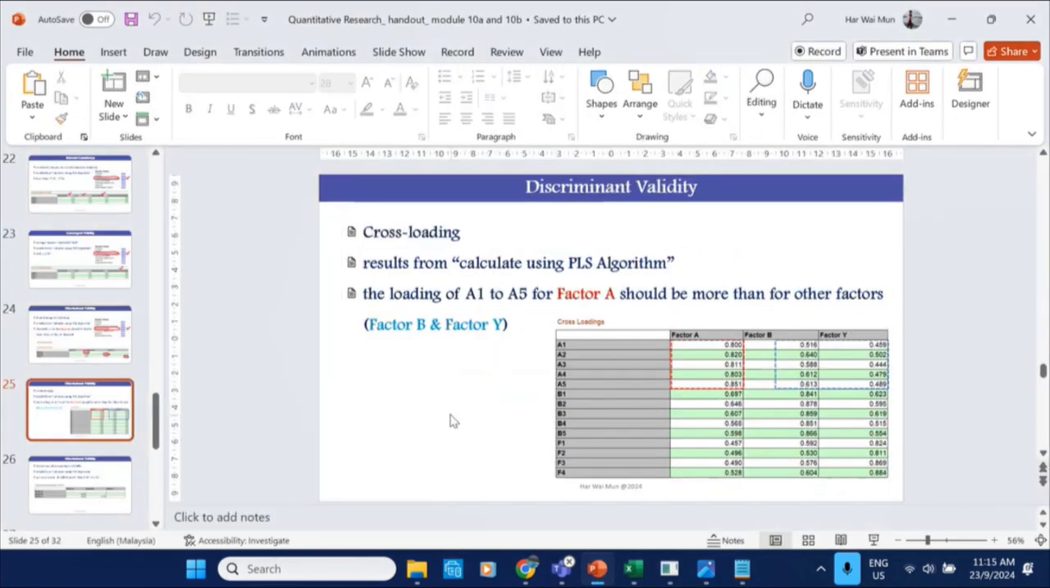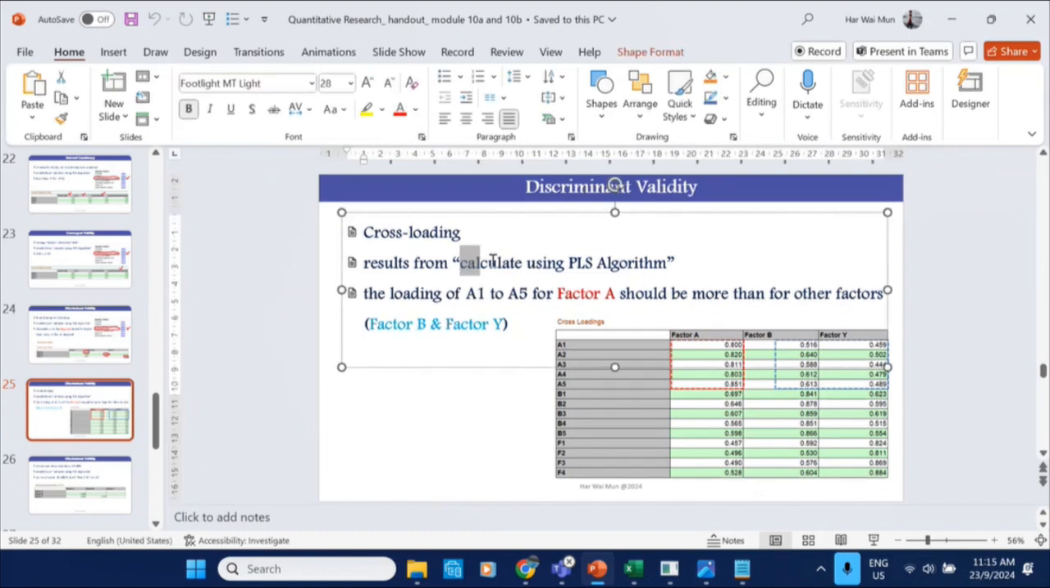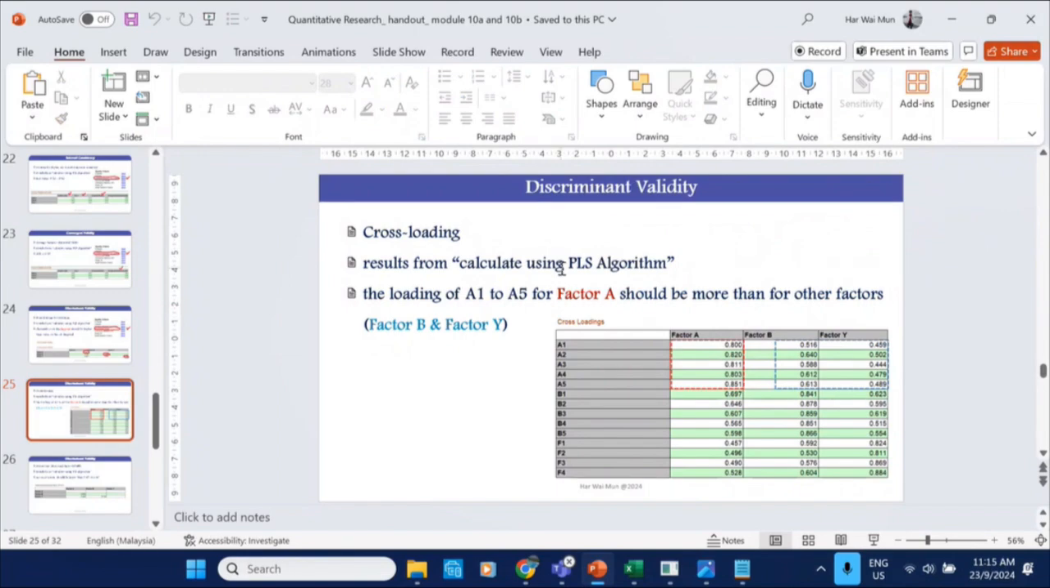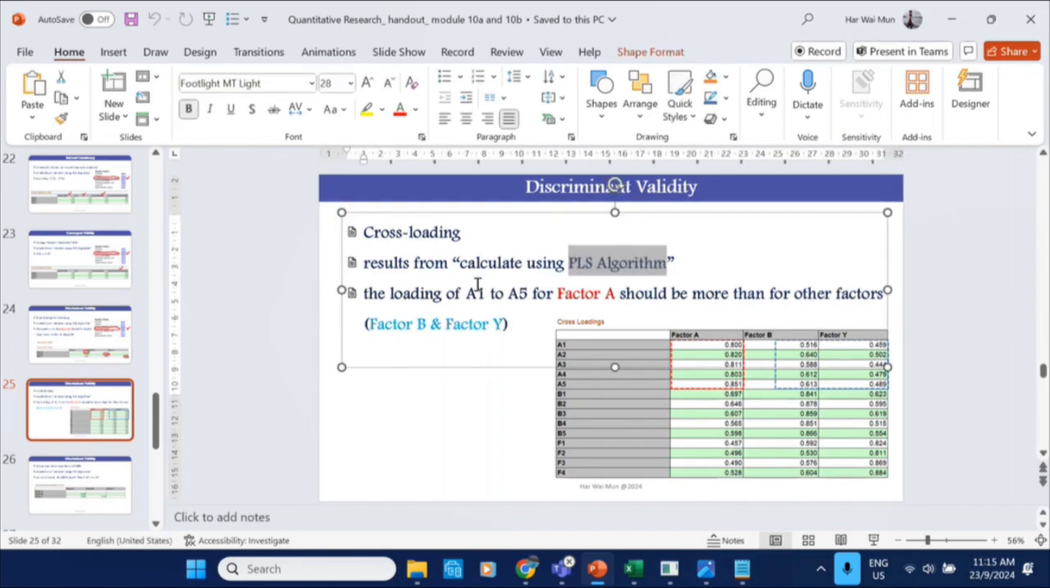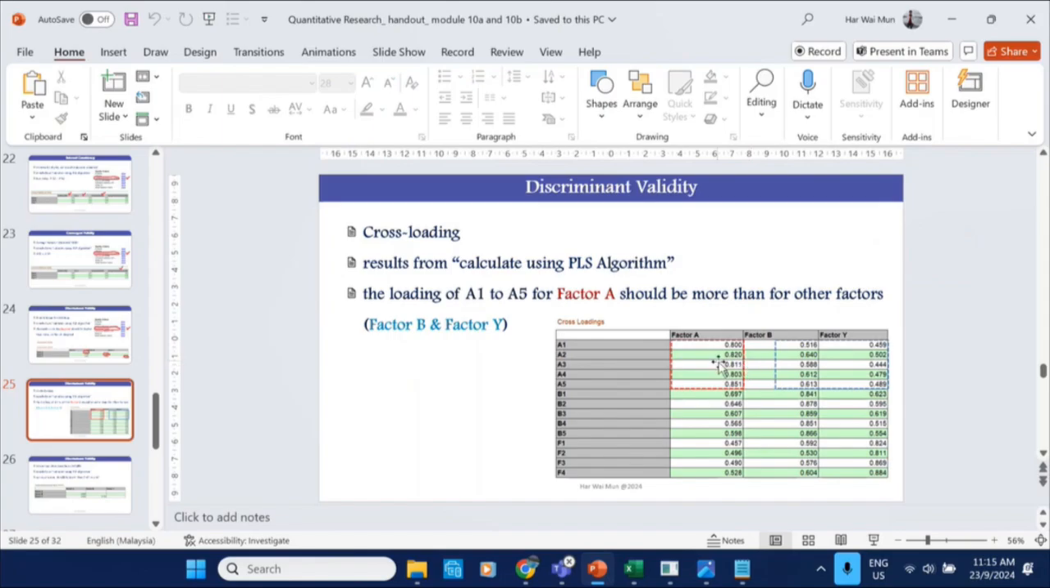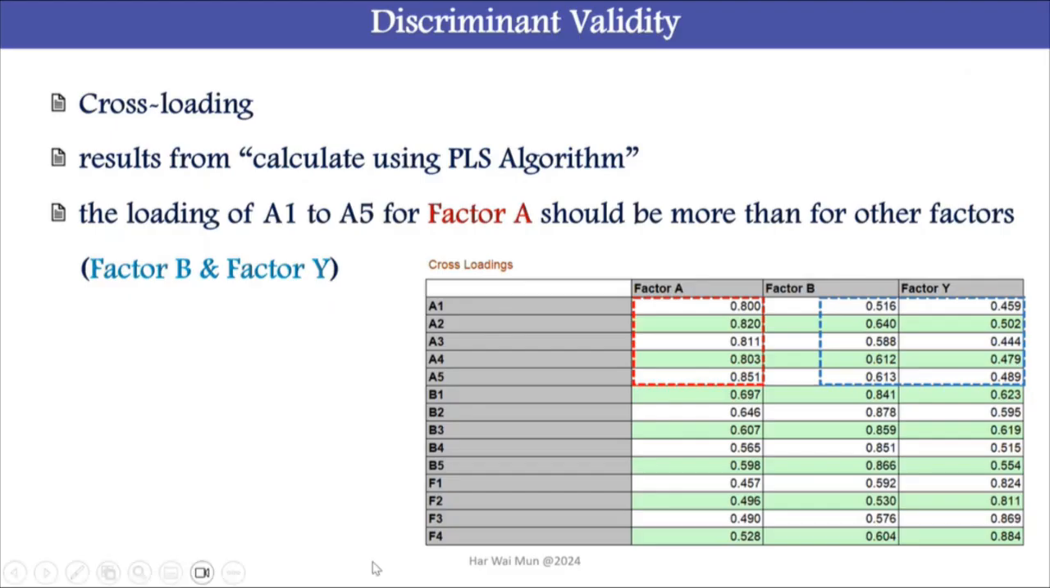How to interpret the cross-loading? Also, you get it from the Excel file that you save by calculating using the PLS algorithm. Just now we did two, right? One is using the PLS algorithm, one is using bootstrapping. So mostly you use it from here. Okay. And the loading of A1 to A5 for factor A should be more than for other factors. Okay. You see, I make it bigger.